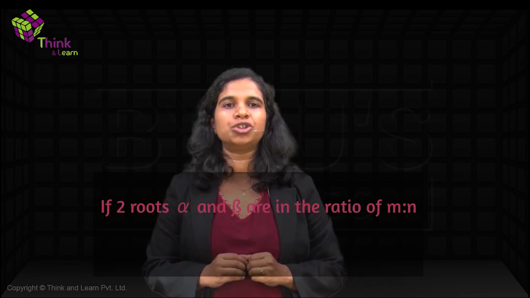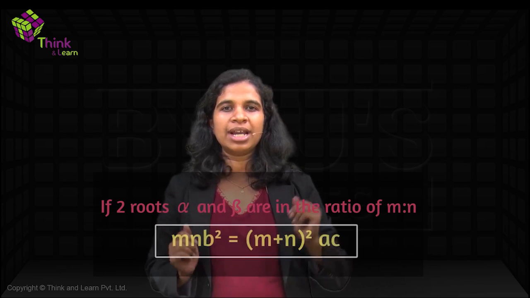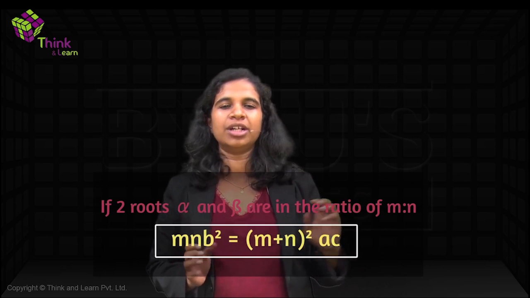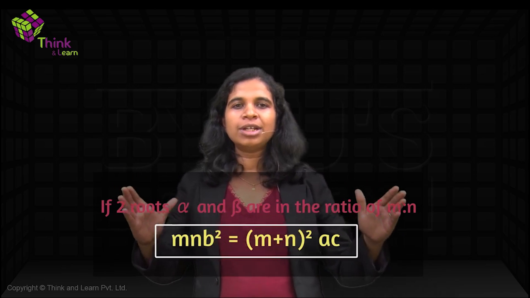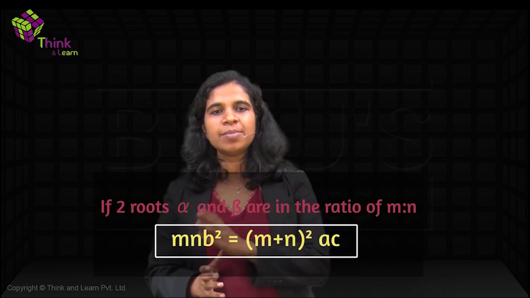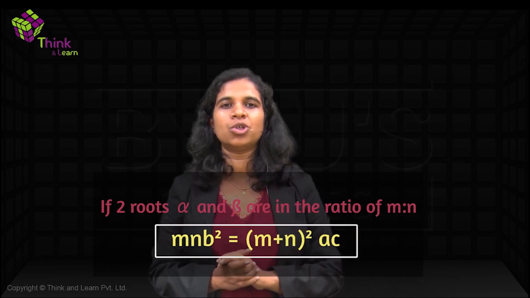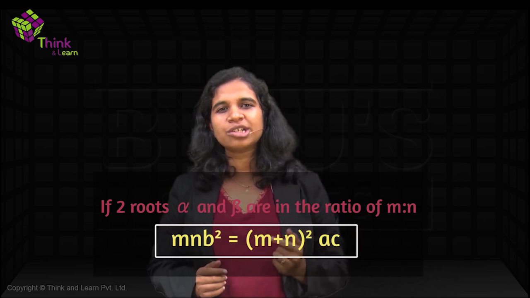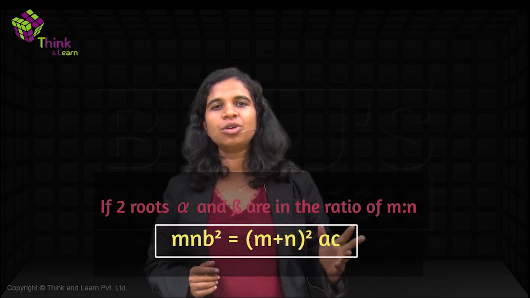That's it. Now there's another relationship between the roots which is useful to remember. This is just something you'll need to directly remember because a lot of questions come based on this. Basically, if your two roots alpha and beta are in the ratio m is to n, then there's a relationship that holds true, which is mn b squared is equal to (m plus n) the whole squared into ac. Useful to remember this relationship: mn b squared equal to (m plus n) the whole squared into ac. Lot of direct questions come based on this, where you'll just substitute in this formula.